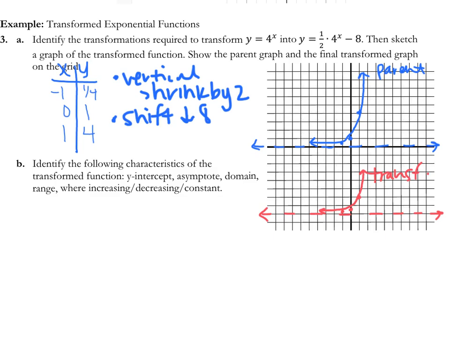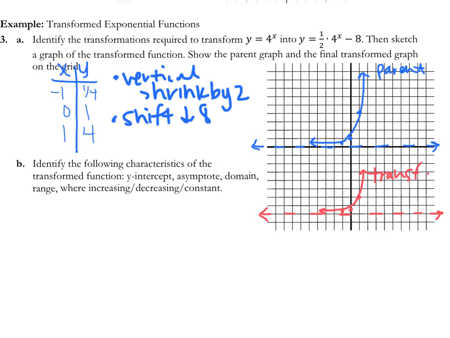So looking at part B, it's basically asking us to identify some different characteristics of the transformed function. Notice it says the transformed one, so we're looking at the pink graph. We're not looking at the blue graph, we're focusing on the pink graph here. We want y-intercept, asymptote, domain, range, and where it's increasing, decreasing, and constant.